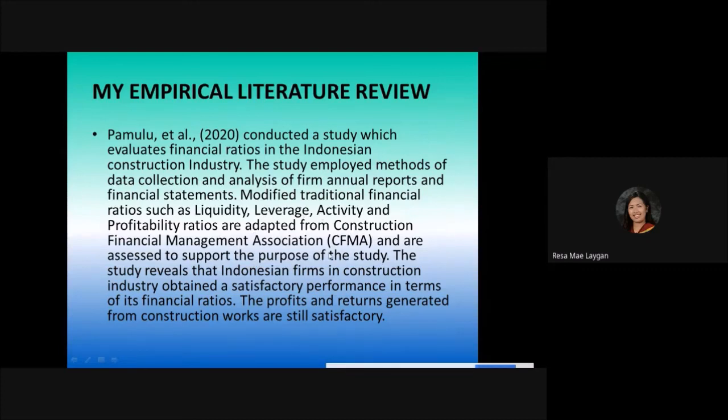So the study reveals, this is the main findings, that Indonesian firms in the construction industry obtained a satisfactory performance in terms of their financial ratios. The profits and returns generated in construction works are still satisfactory. So this main finding answers the main purpose, right? Because you have to assess or evaluate financial ratios in the Indonesian construction industry.